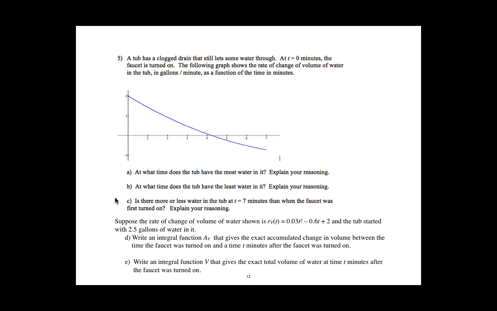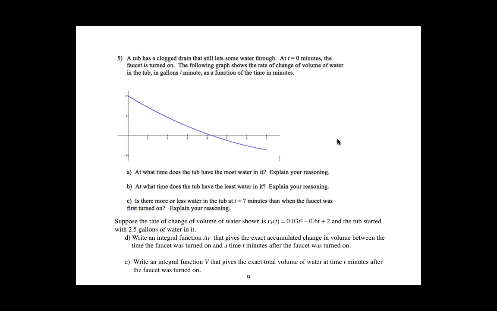But part A says, at what time does the tub have the most water in it? Explain your reasoning. These tick marks here are 1. So this is 1 minute, 2 minutes, 3 minutes, 4 minutes, 5 minutes, 6 minutes. The last one indicated as 7. So at what time does the tub have the most water? At what time does it have the least water? And part C is, is there more or less water in the tub at time 7 than when the faucet was first turned on? That would be at time 0.